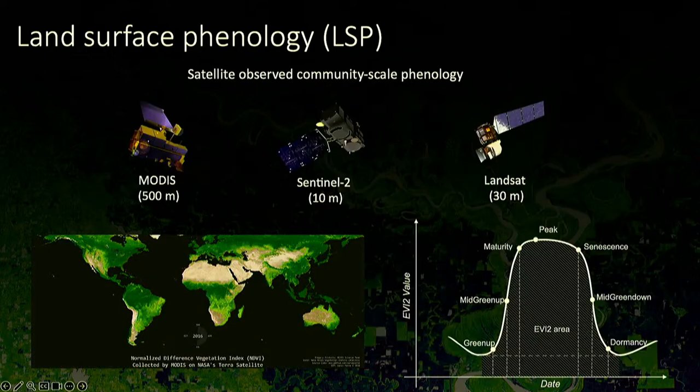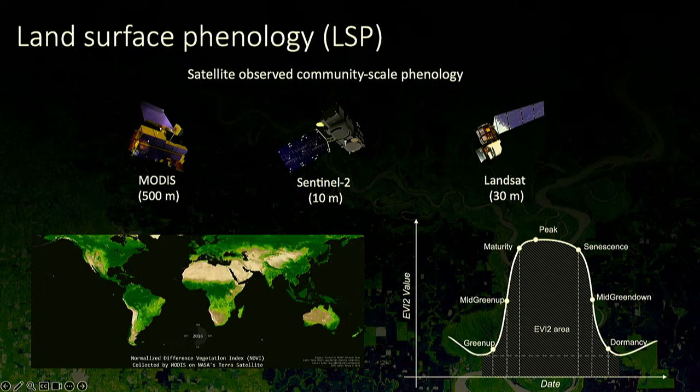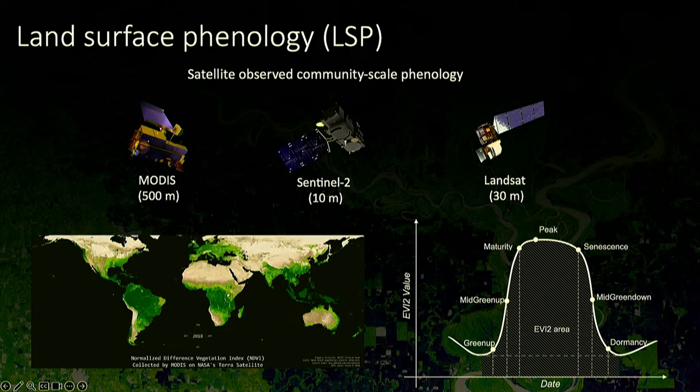So how do we do it? There are several sensors that are widely used in the field. The first one is MODIS. It's 500 meter, in case you don't do remote sensing. 500 meter spatial resolution means a grid of 500 meters by 500 meters. That's one pixel. It's pretty coarse, right? The second one is Sentinel-2. It's 10 meter, so this is finer resolution. And the third one is Landsat. I'll talk about Landsat later.